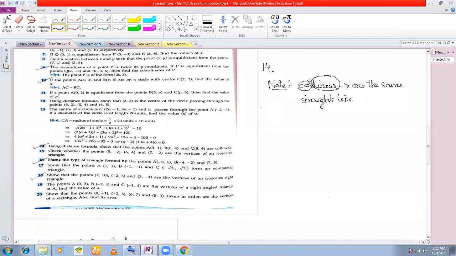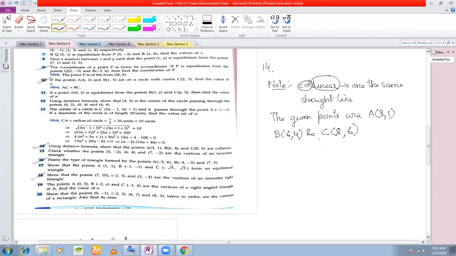So you need to show that 3 points are collinear. Okay, so let us write the points. The given points are A, sorry, A is 3, 1. Coordinates of A. Coordinate of B is 6, 4. And the coordinate of C is 8, 6. 3 coordinates given. 3 points are there.